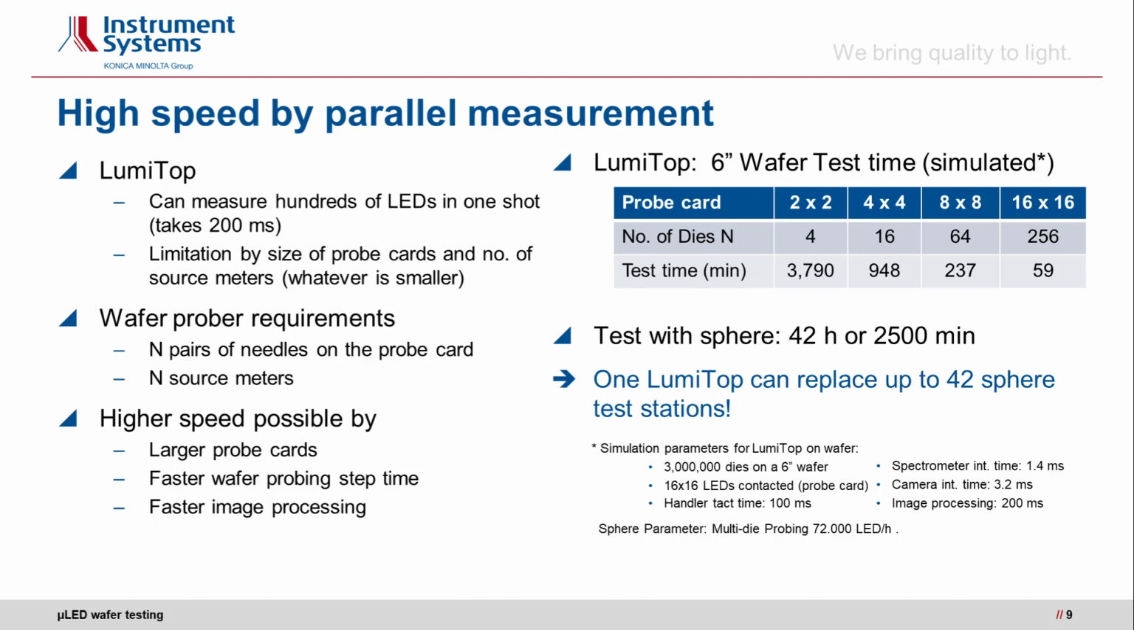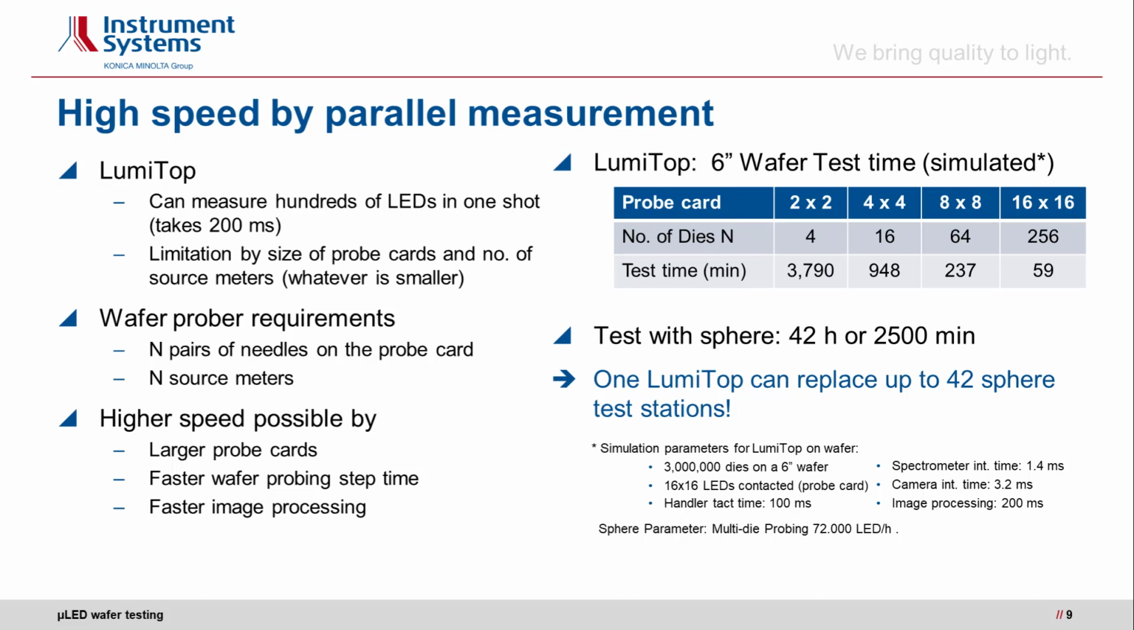And the limitation of these numbers is not given by the Lumitop. With the Lumitop, you could measure hundreds and thousands of LEDs in one shot. The limitation is actually given by the size of the probe cards, and the larger the probe card gets, the more expensive it will be and the more troublesome its handling will be. So somehow these 16 by 16 die probe cards seem to be a good compromise of probe card size and testing speed.